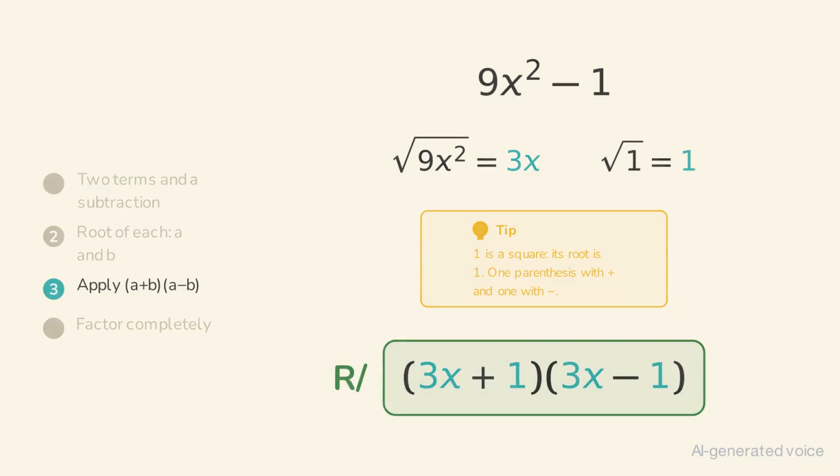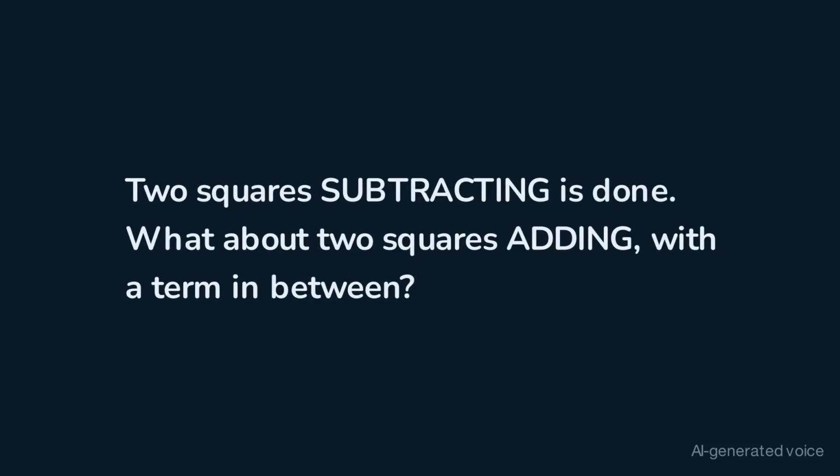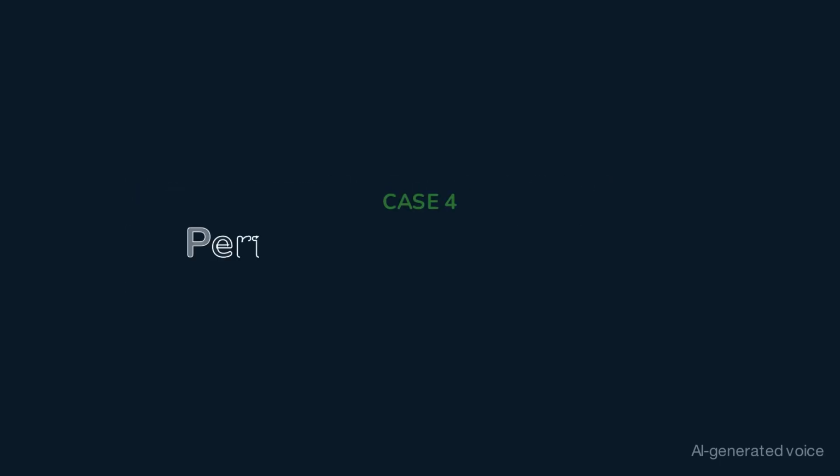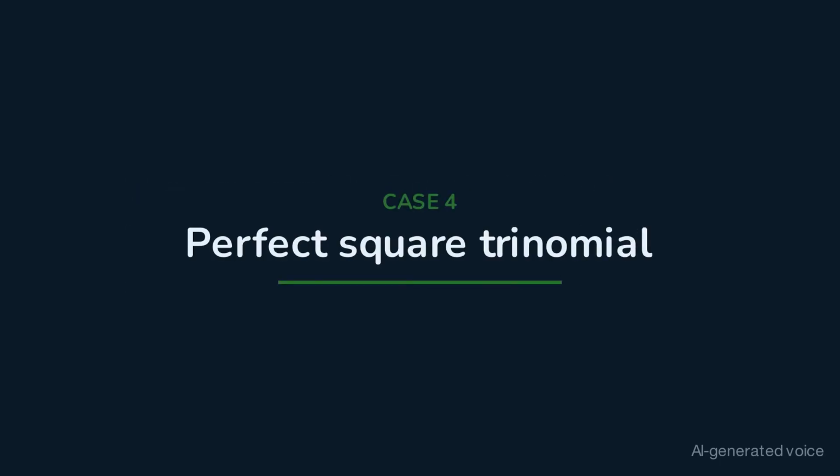We've seen two squares subtracting, but it can happen that there's also a term in the middle and everything is an addition. That's the perfect square trinomial. Let's continue with the perfect square trinomial. Here we no longer pull out a factor, we undo a binomial squared. There are 3 terms, and there's a very simple test to recognize it. I'll show it step by step, calmly.